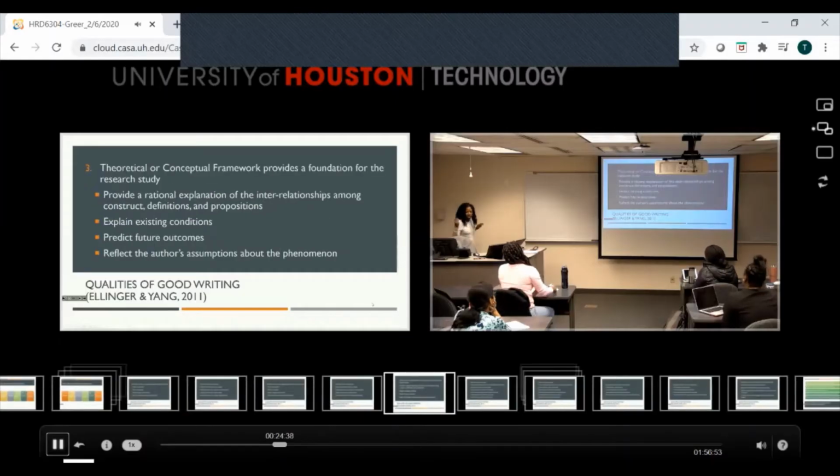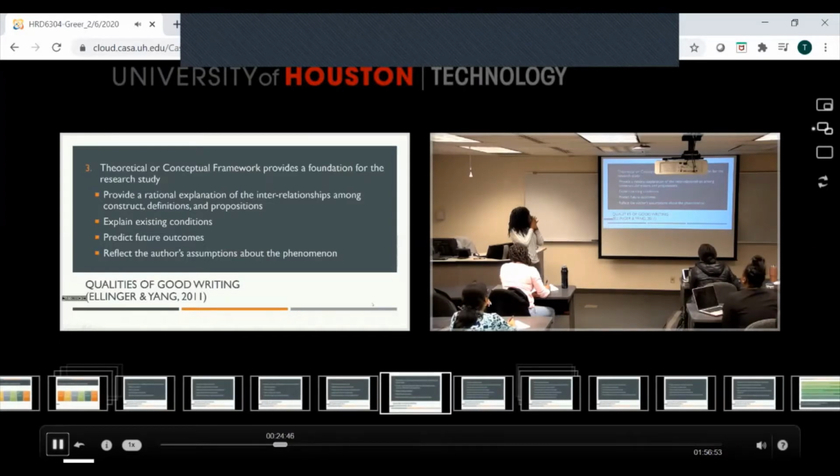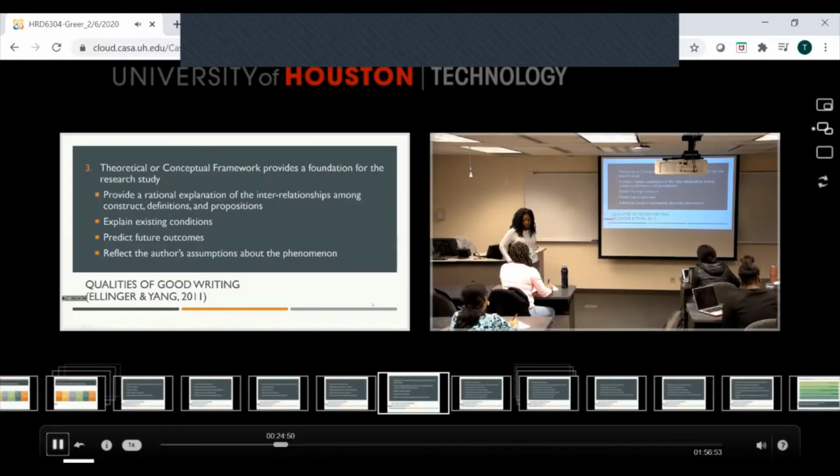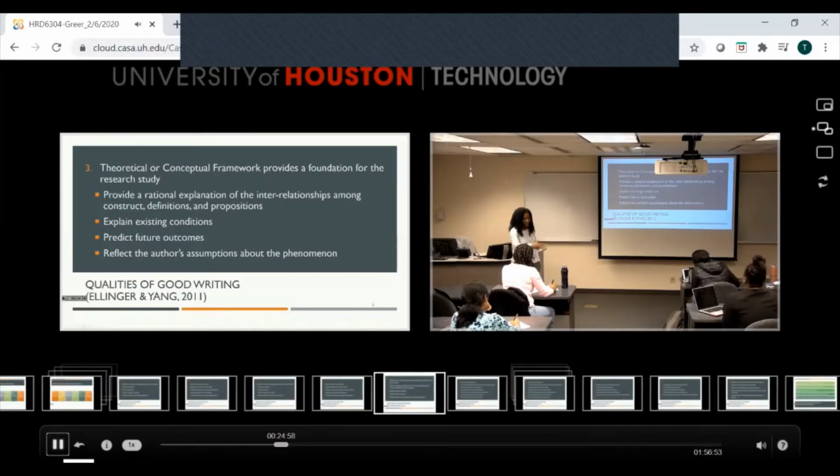The third piece is this theory, conceptual framework, something along those lines. And this is going to provide a foundation for your research study. A lot of times this will come as part of your literature review, because most likely you're finding or identifying this framework out of the literature.